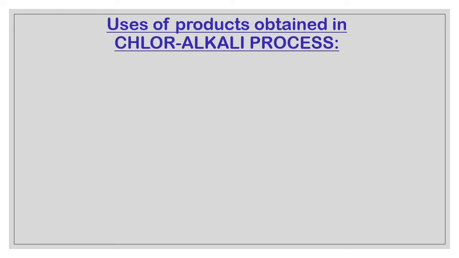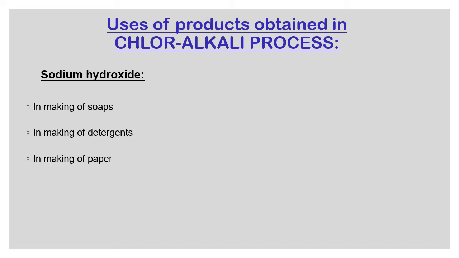Now, uses of the products. Sodium hydroxide: all these are uses in the soap industry, detergent industry, paper industry for removing color or acidic impurity, in making nylon fiber, and in degreasing metals.